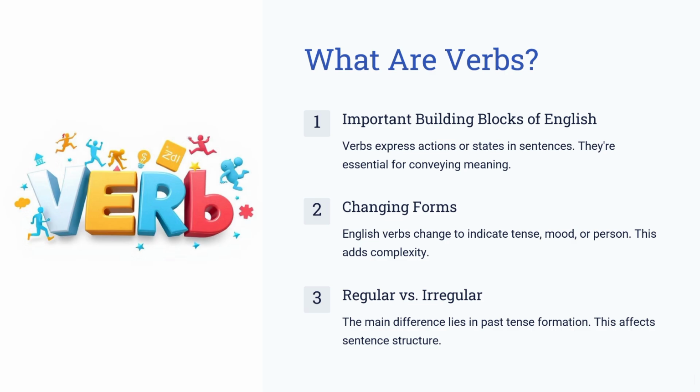Verbs are categorized into two main types. You have regular and irregular. The key difference between them lies in how they form their past tenses. Regular verbs follow a consistent pattern, usually by adding ed at the end of the word, whereas irregular verbs do not follow this pattern and often require memorization. In the upcoming sections, we're going to explore these aspects in more detail, helping you gain a better understanding of how to use verbs correctly and effectively in English.